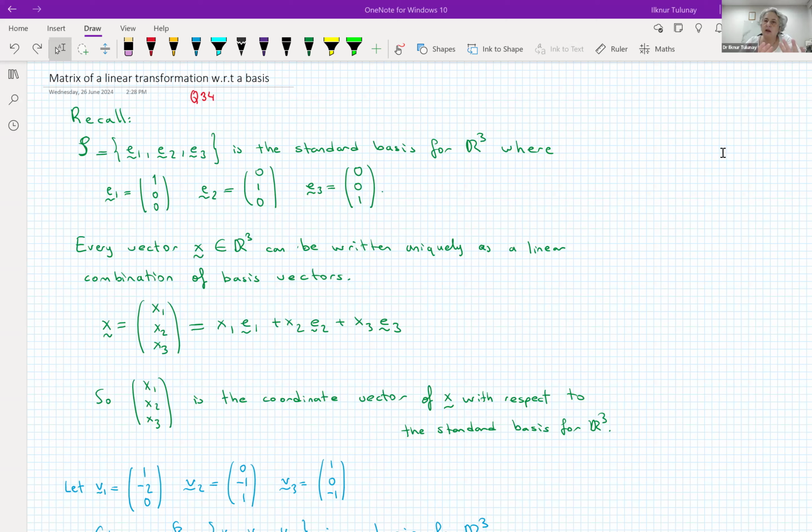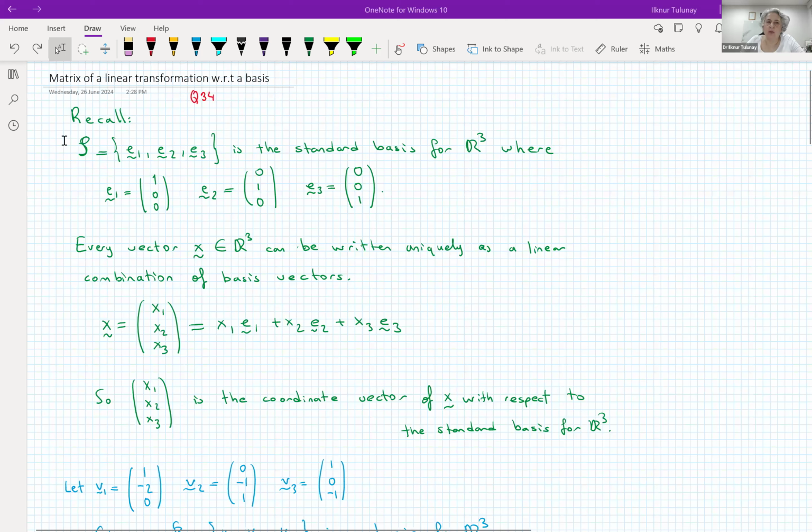Then I would like to explain how we can form the matrix form of a linear transformation with respect to a basis, and how we can move from one basis to another basis, with respect to the matrix forms of the linear transformation for different bases. First, let's try to understand what coordinate vectors mean. That's what I would like to start with. If that is clear, then working on the matrix form of a linear transformation with respect to a basis will be much more clear.